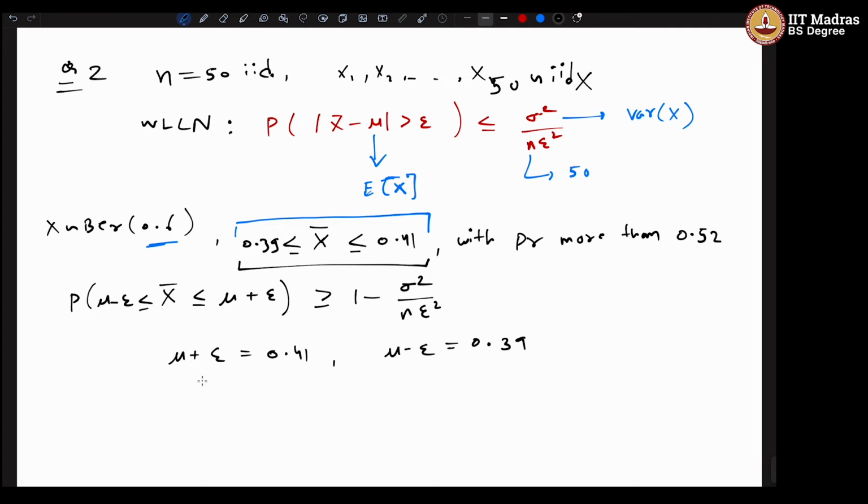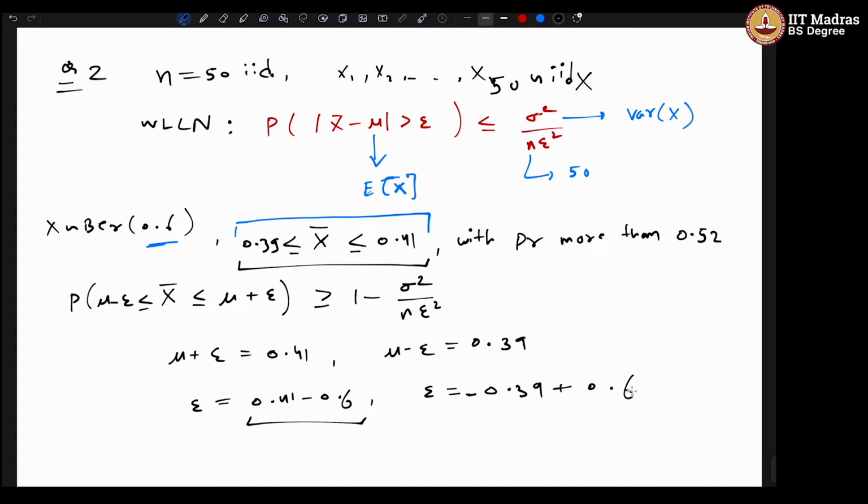So I can solve any one of them to get the value of epsilon. Let's say I'm solving this, and to get this, it is 0.41 minus 0.6. But from here, if we get the value of epsilon, it should also be equal to the value which we are getting from here. So here it is 0.39 minus, sorry, it will go here. So this is minus and plus 0.6.